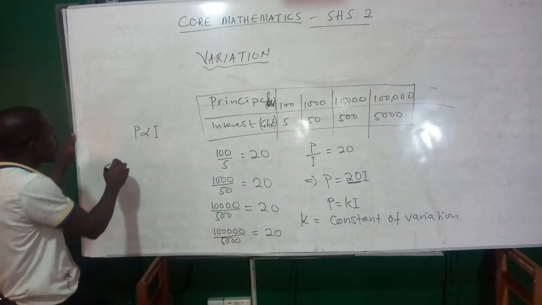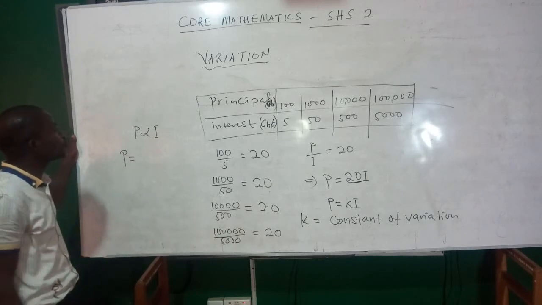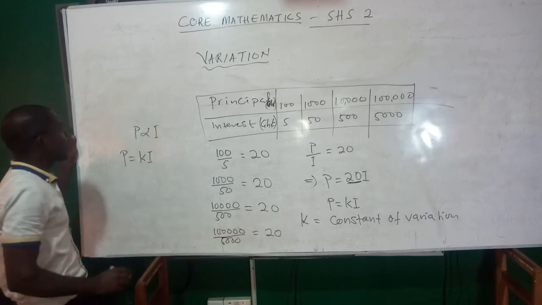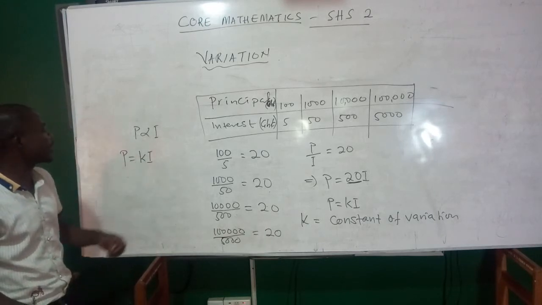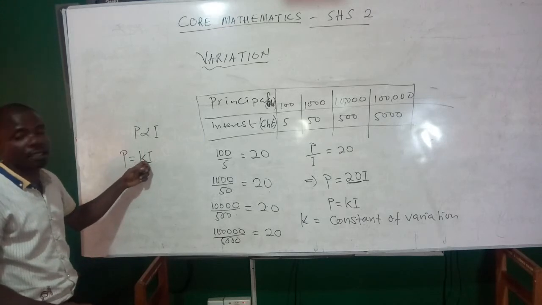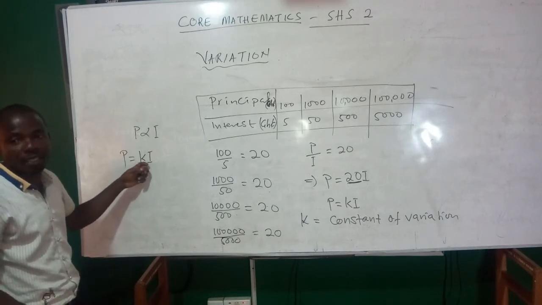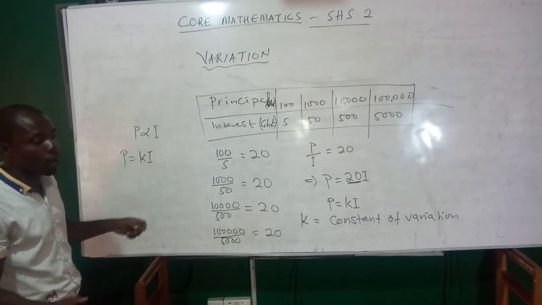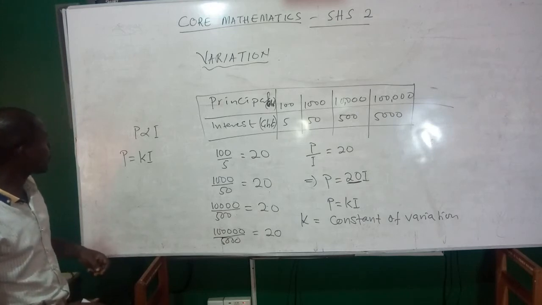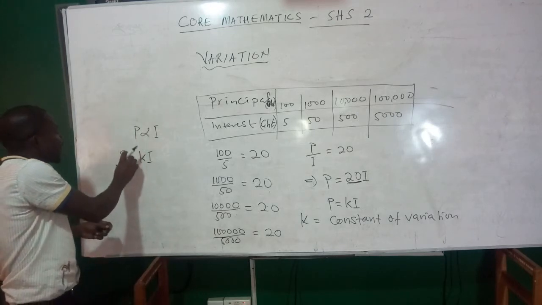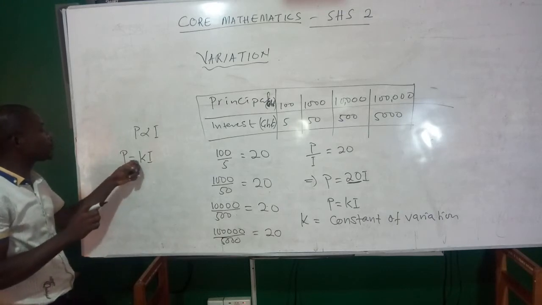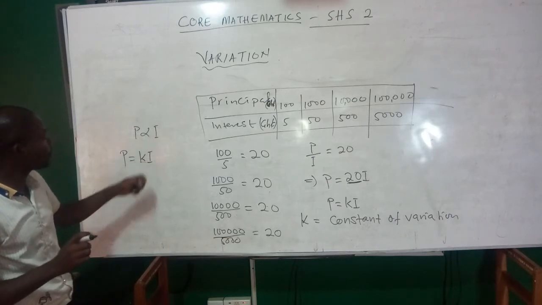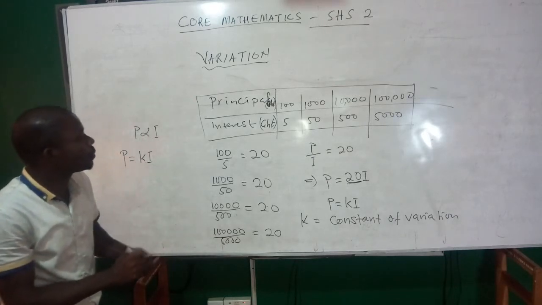So in this case, we are going to have P is equal to Ki, where K is the constant of variation. It's very important. If you forget about the K, it means that all that you are doing will be wrong. So whenever you bring or introduce your equal sign, don't forget to bring the constant of variation. Good.